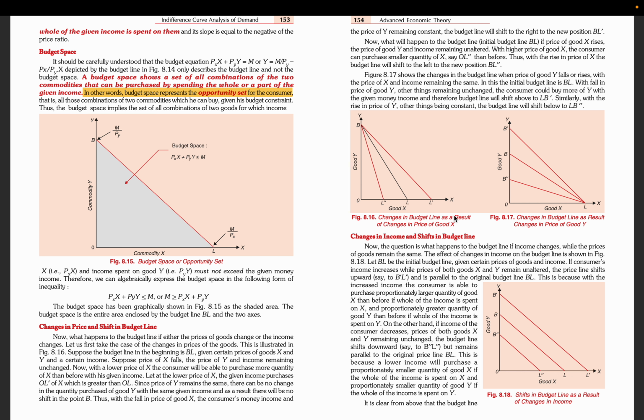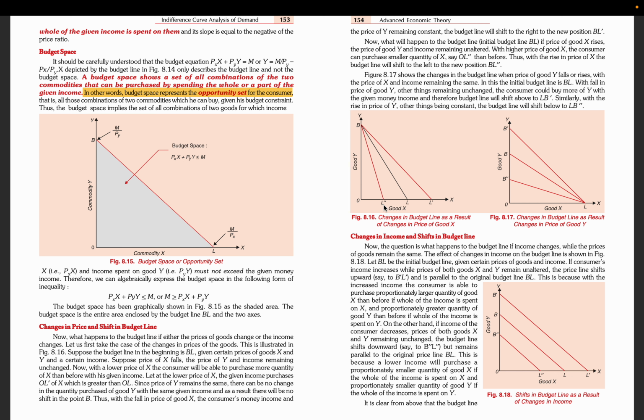Now, what will happen to the budget line, initial budget line BL, if the price of good X rises, the price of good Y and income remaining unaltered? With a higher price of good X, the consumer can buy smaller quantities of X, let's say OL double dash, than before. Thus, with the rise in the price of X, the budget line will shift to the left to the new position BL double dash. Same intuition.